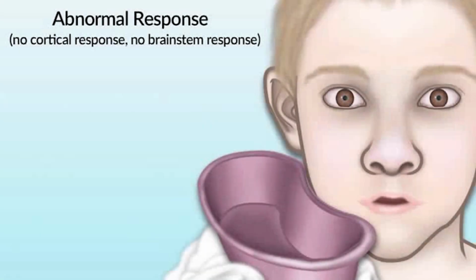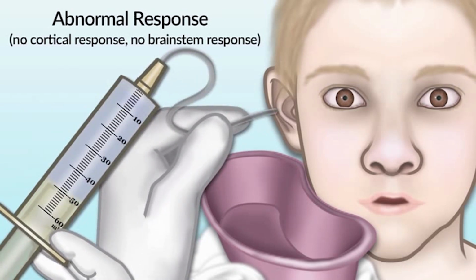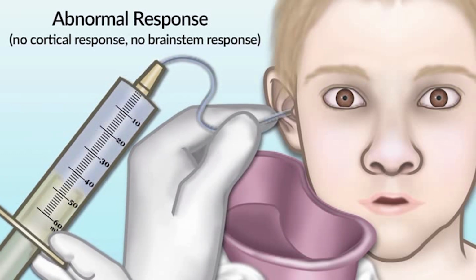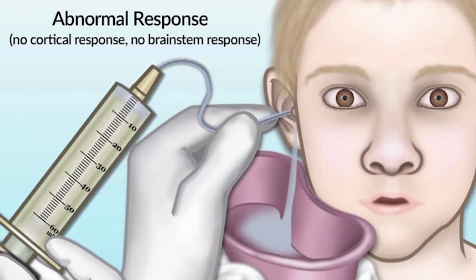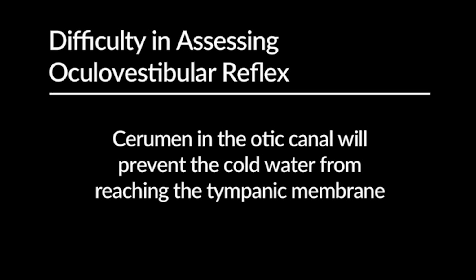If the brainstem of the patient is not intact, when you instill cold water into the otic canal, you will observe that the eyes will not turn toward the cold water stimulus. Therefore, if you instill cold water into the right ear, the eyes will stay mid-position. Again, you may need to wait 90 to 120 seconds to observe for any response before concluding that there is no response. Remember that cerumen in the otic canal will prevent the cold water from reaching the tympanic membrane, and thus you will not be able to assess this reflex.